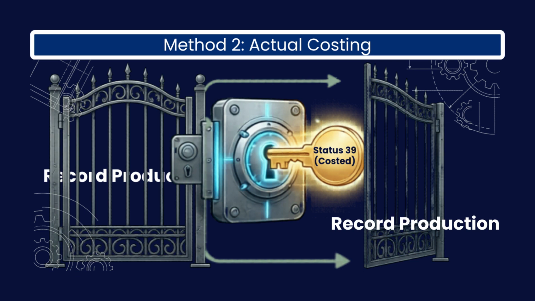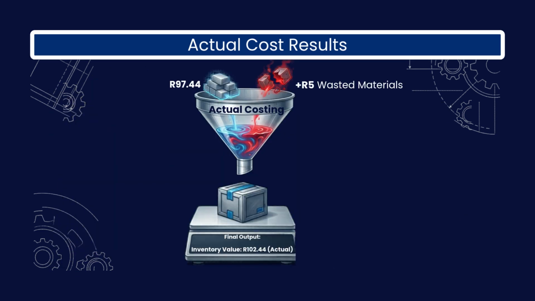Once the actual production output is captured, the system calculates the actual cost per unit. You get one bite at the apple here. One single production entry to finalize the stock. In this method, there is no separate variance account. If you were inefficient, the product itself just becomes more expensive in your inventory.